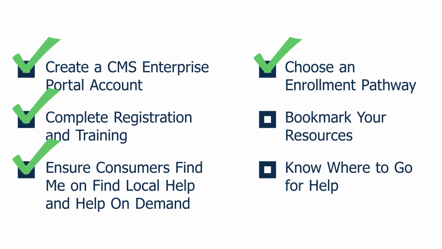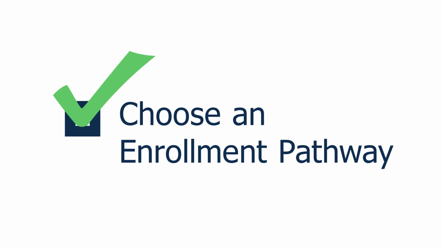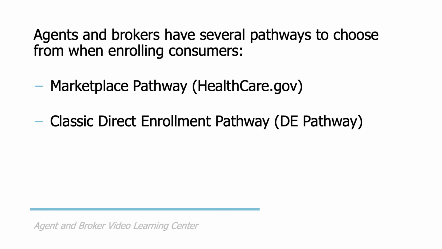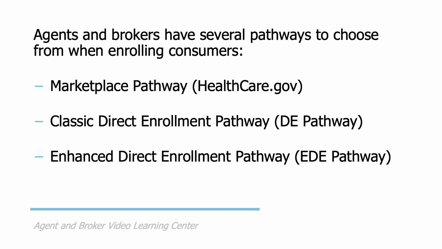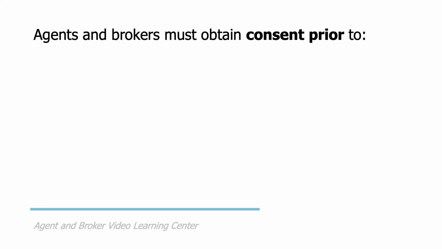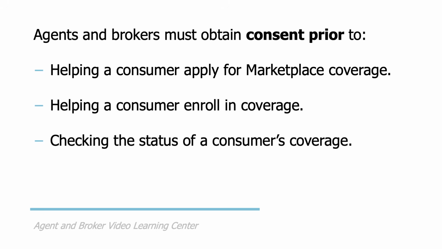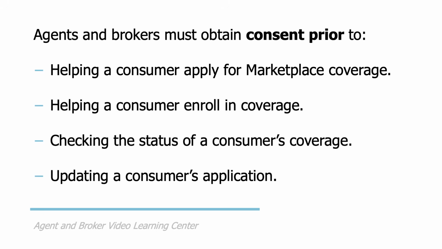Registered agents and brokers have several pathways to choose from when assisting consumers with enrolling in marketplace coverage, including the Marketplace Pathway, or healthcare.gov, the Classic Direct Enrollment, or Classic DE Pathway, and the Enhanced Direct Enrollment, or EDE Pathway. Regardless of which enrollment pathway you use, you must have a consumer's consent prior to helping the consumer apply for or enroll in marketplace coverage, and prior to checking the status of the consumer's coverage or updating the consumer's application.